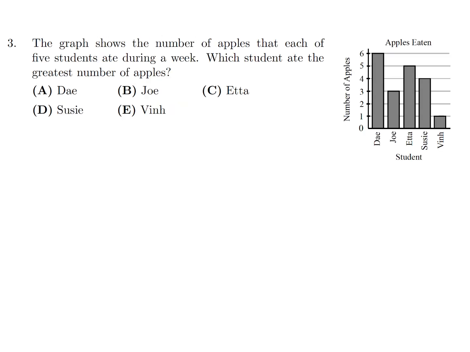The graph shows the number of apples that each of 5 students ate during a week. Which student ate the greatest number of apples? Okay, well, look at the graph. Day ate 6, Joe 3, Etta is 5, I believe. Susie is 4, and Vin is 1. So obviously the person who ate the most is Day, who ate 6, and therefore the answer is A.